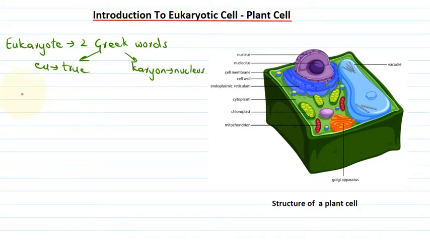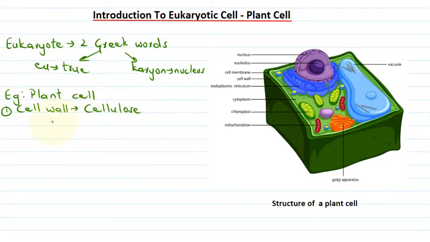Okay, so here we have taken example of plant cell, correct? So this plant cell has a cell wall which was absent in case of animal cell. The cell wall in plant cell is made up of cellulose. Okay, and the cell wall helps to protect the cell from physical damage.